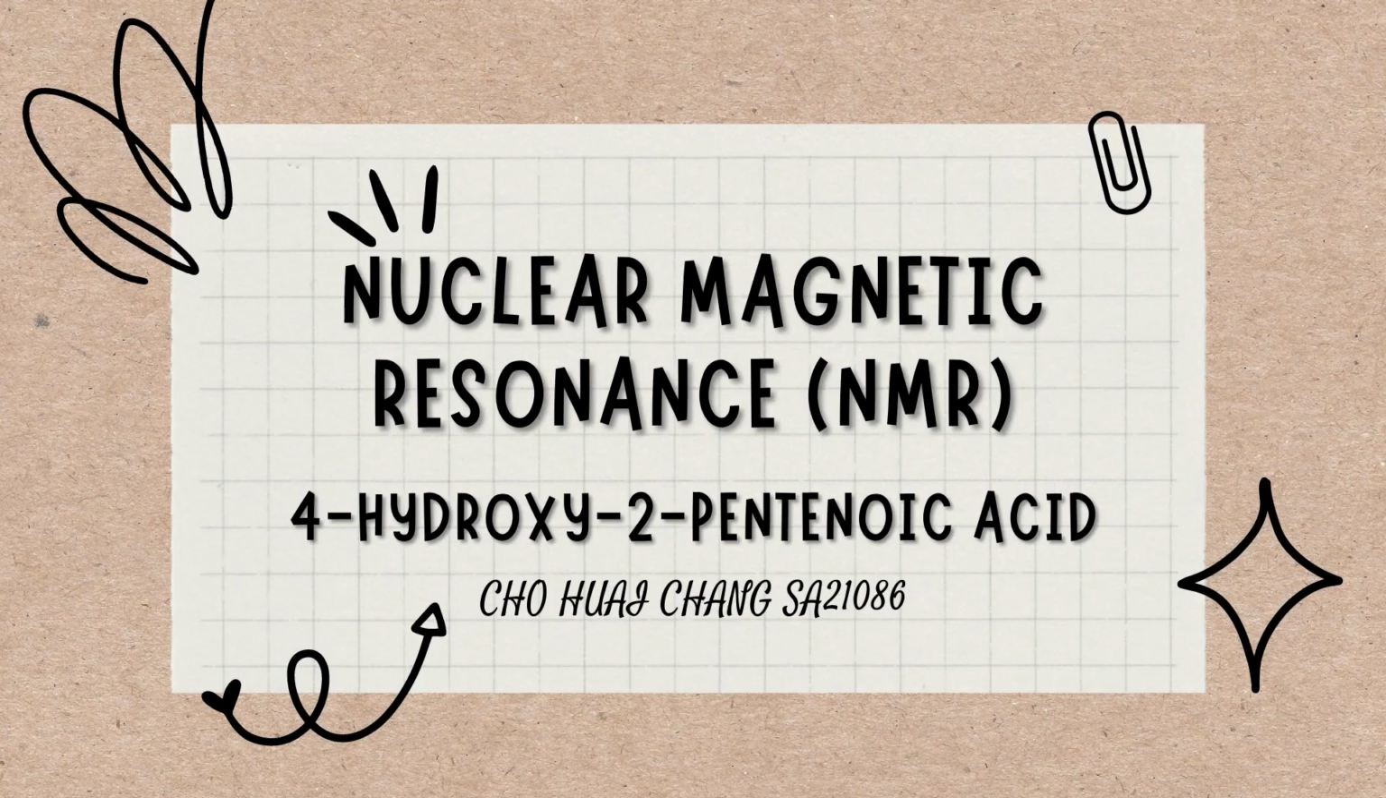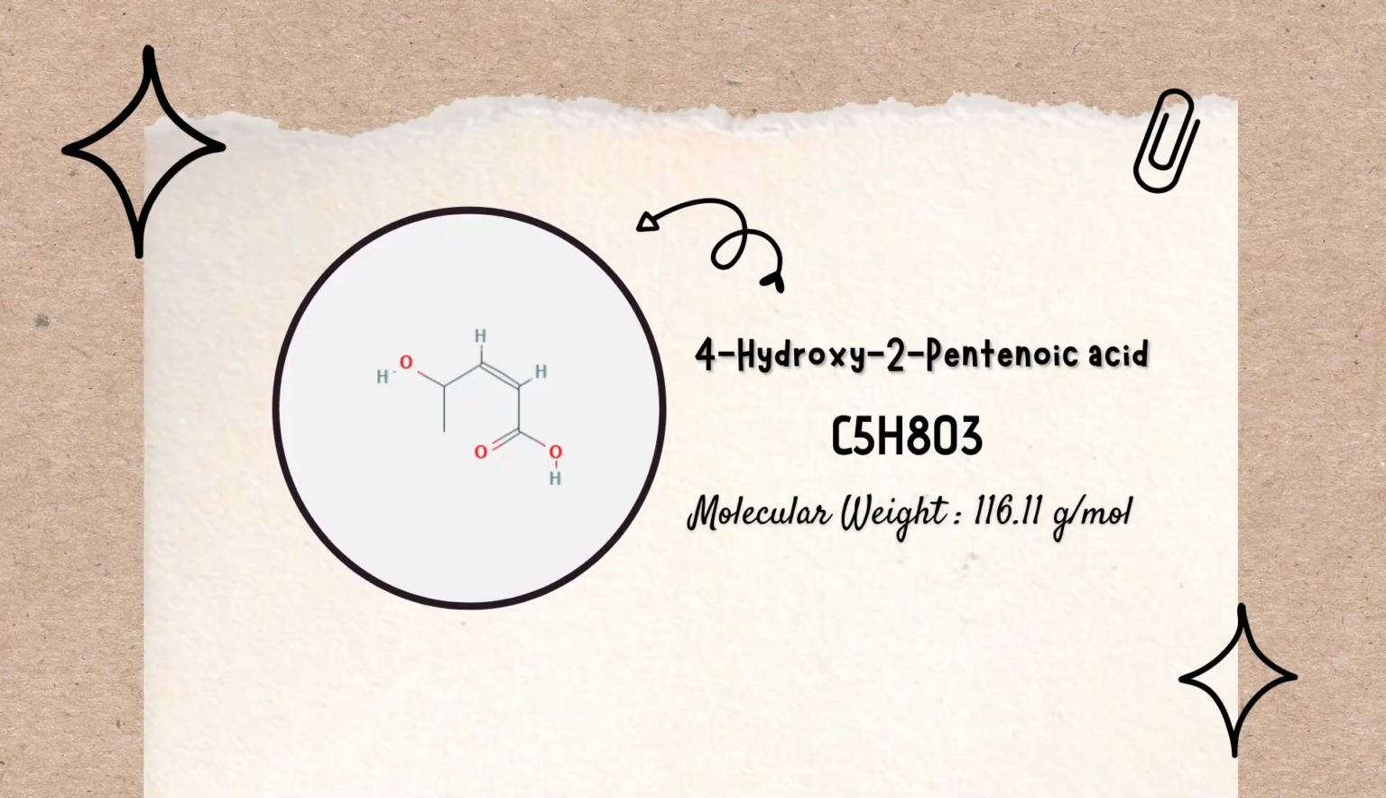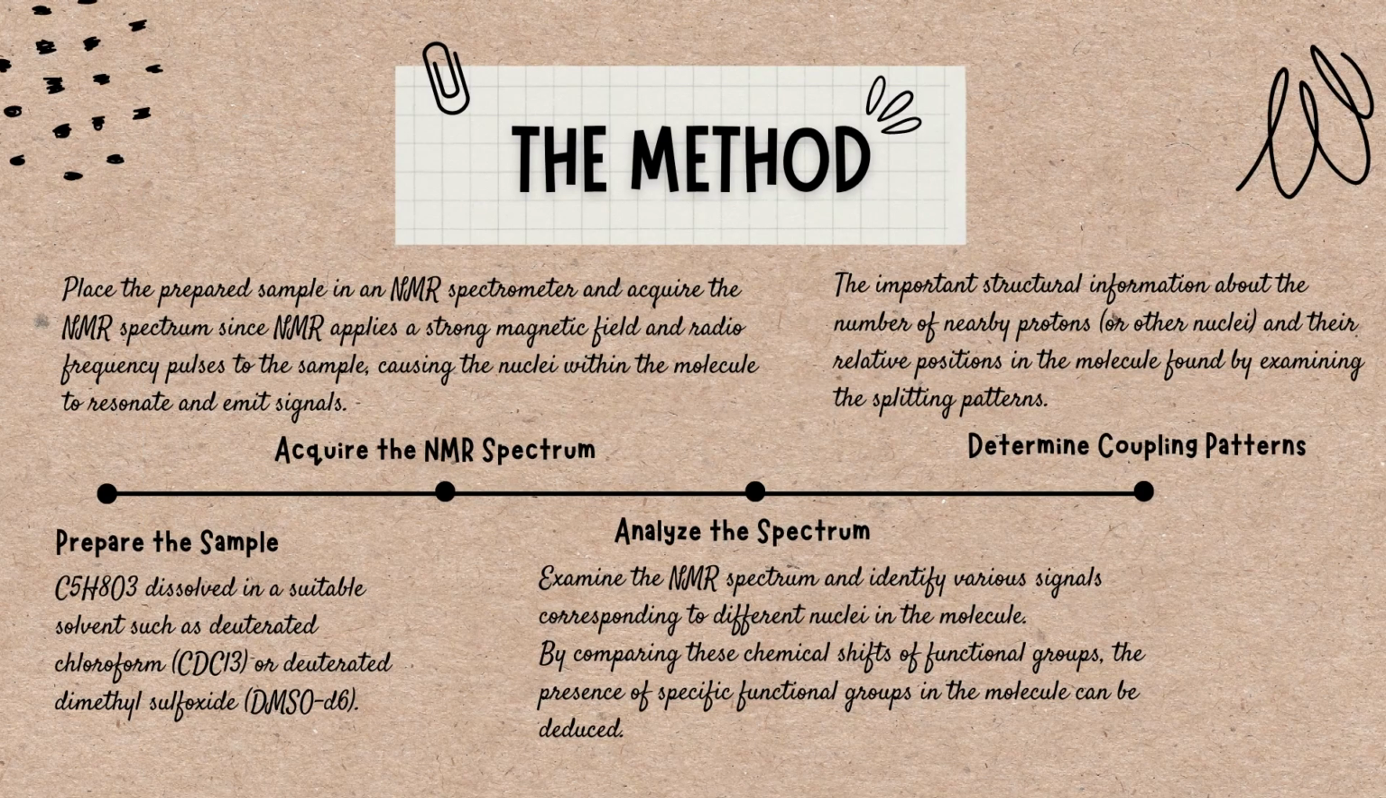Nuclear magnetic resonance, NMR, for 4-hydroxy-2-pentanoic acid, presented by Cho Hui Cheng, SA21086. The structure of 4-hydroxy-2-pentanoic acid was shown in the slide. 4-hydroxy-2-pentanoic acid, C5H8O3, is a weak acid that has a molecular weight of 116.11 grams per mole. How to elucidate this organic molecule by using nuclear magnetic resonance spectroscopy, NMR?